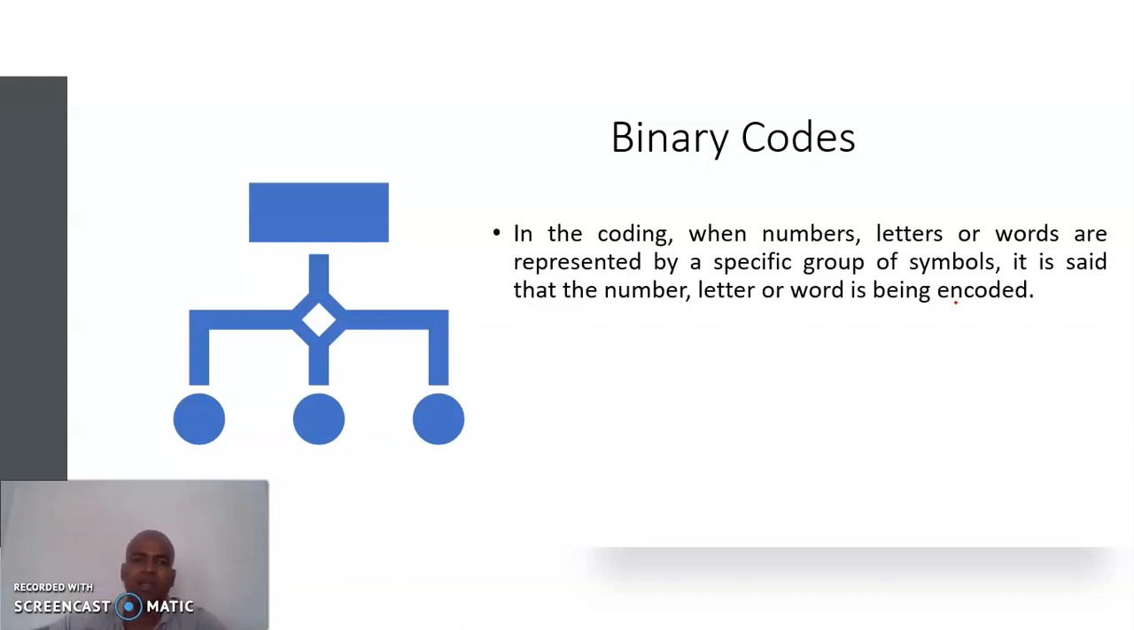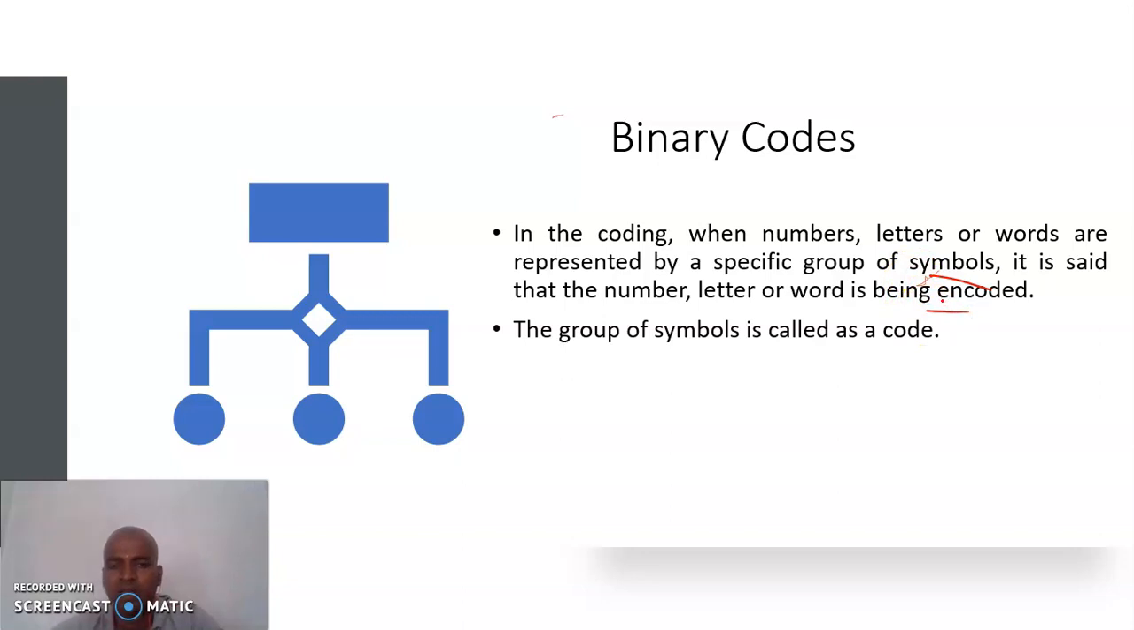In coding, when numbers, letters or words are represented by a specific group of symbols, it is said that the number, letter or word is being encoded. The group of symbols is called a code, right? The symbols may be in number format, letters, words or some special characters. Okay, so this is called a code.